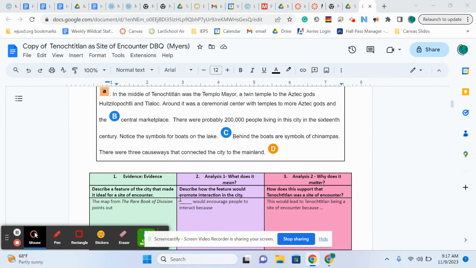Okay, our next sentence is where we're going to start to analyze it. And this is where you're going to say how it would encourage people to interact. So if you're talking about the marketplace, it would encourage people to interact, to come together and talk because, or maybe it's the causeways, maybe it is the temple, but what's going to encourage people to interact or to talk to each other when they're in the city?